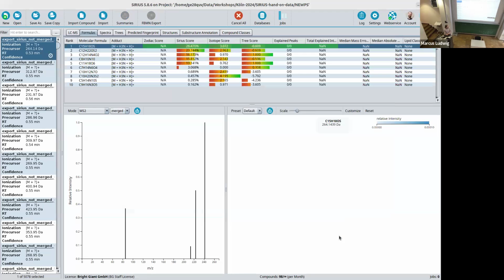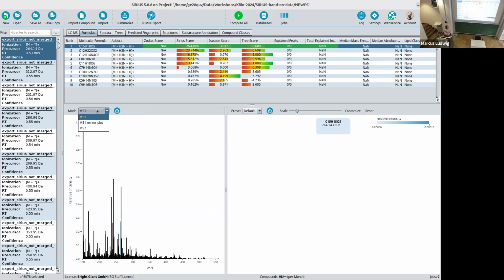Yeah, but in principle, we just do the computations, and then this is how the results look. For this part, it was already detected in the data that it is some ammonium adduct. So basically what we provide in the graphical user interface are only the fallbacks if it's not auto-detected.